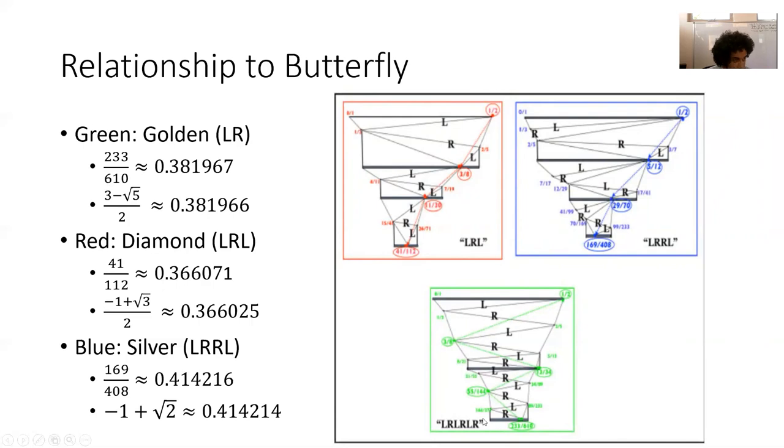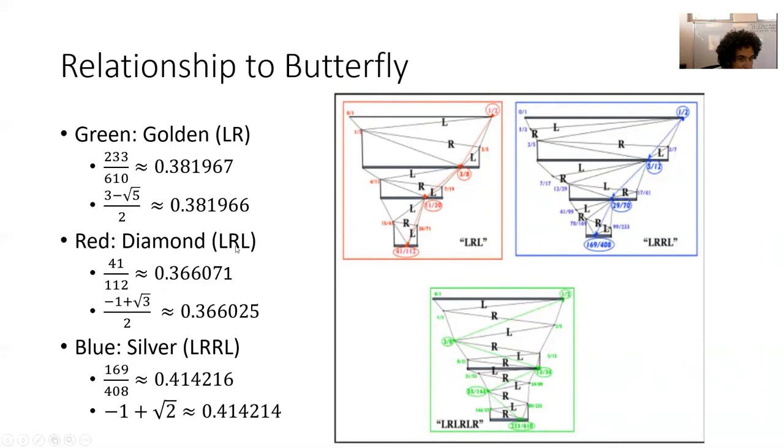So, for example, if we look at the green, oh, I see. Left, right, left, right, left, right, left, right, left, right, left, right. If we truncate it right there, we're going to end up giving us some rational number that is close to some number related to the golden ratio, but not exactly. So we could have this 233 divided by 610, which is approximately this decimal. And note that 3 minus the square root of 5 divided by 2 is approximately this. And these two numbers are very close to each other.